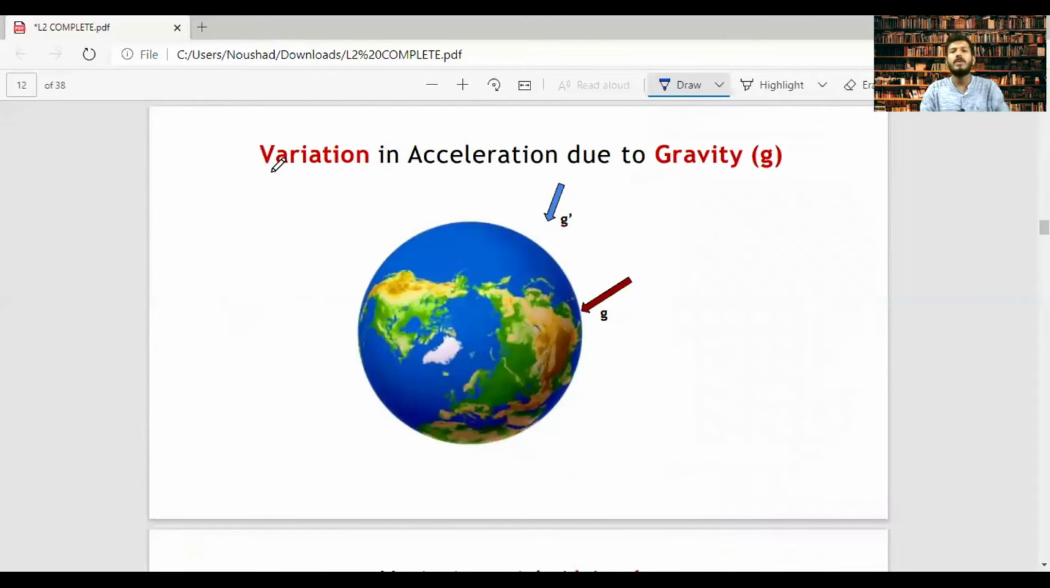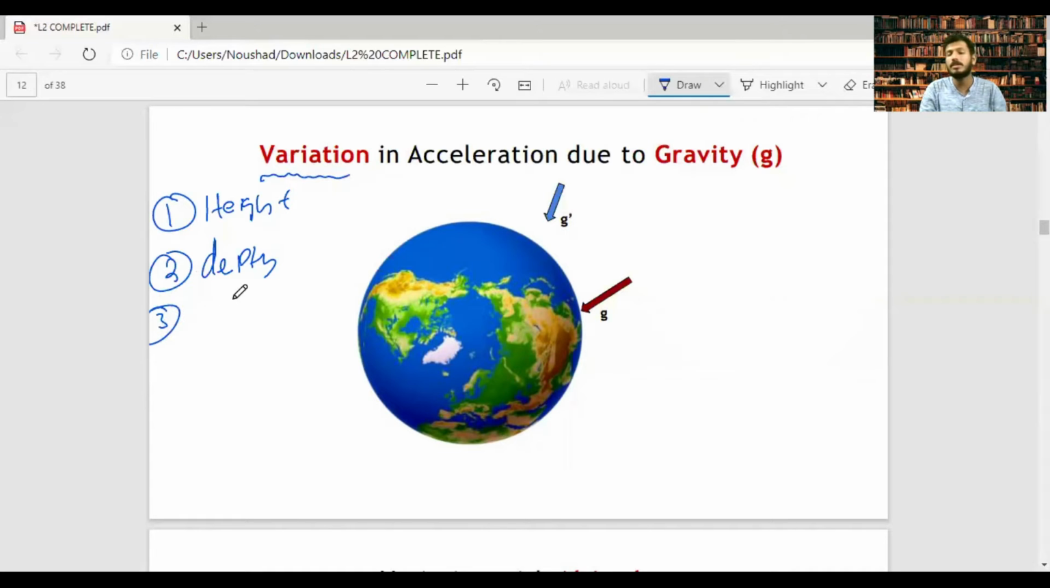Ready? Then variation in acceleration due to gravity. Acceleration due to gravity can be varied due to, number 1, height. Consider I'm at a height h from the surface of Earth. When I'm moving upward, my height increases, so acceleration due to gravity will change. Number 2, when I am penetrating into the Earth, digging the Earth, I'm moving into the center of Earth. Acceleration due to gravity will vary. So the next point is depth. We have to analyze these 2 points.